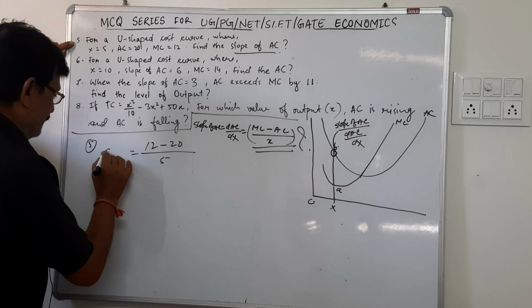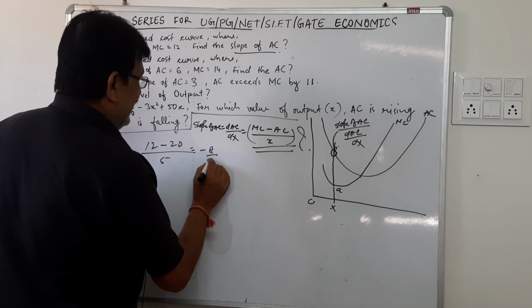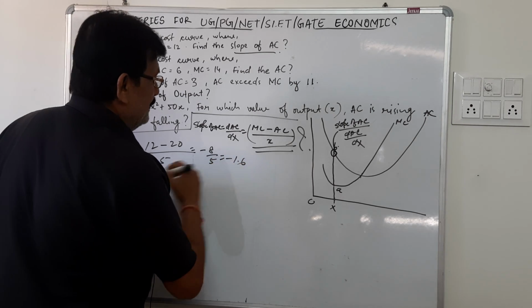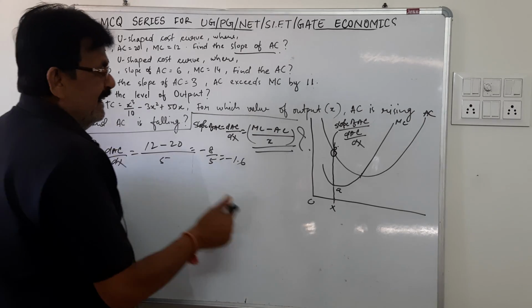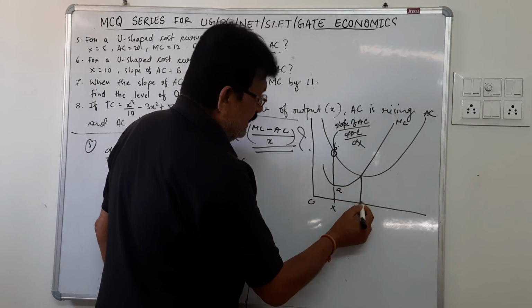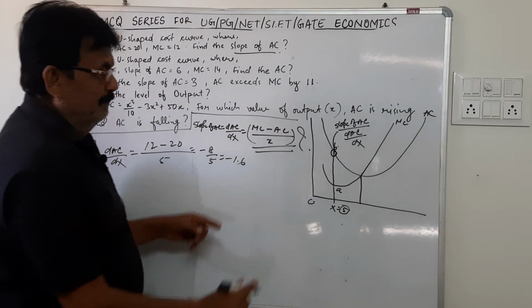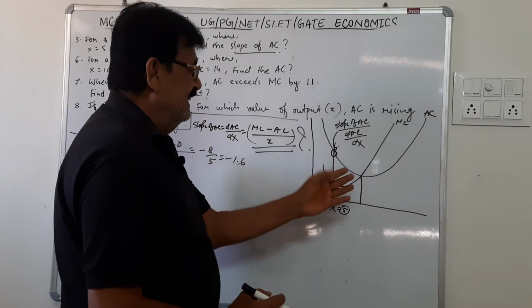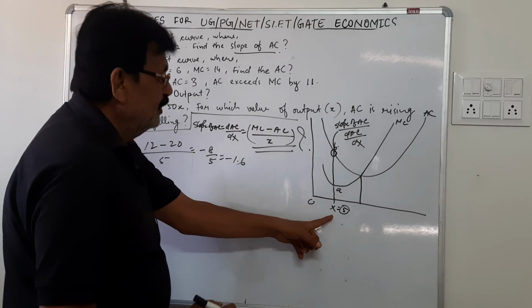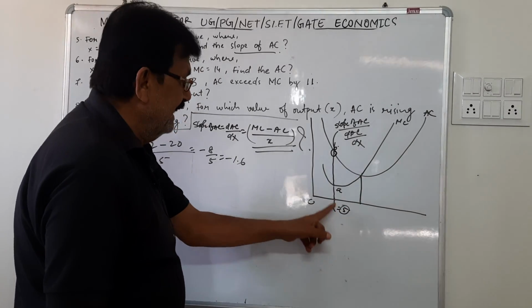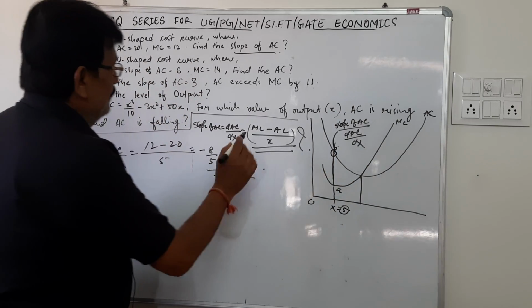Then find the slope of AC. So dAC by dX is minus 8 by 5 minus 1.6. So definitely this output, that is 5, is less than the minimum, so this must be here. That's why the slope has been negative, because to the left of the minima the slope is negative and to the right of the minima the slope is positive. So obviously this says that this output is less than the minimum output, and at this output the slope happens to be negative, and this slope is minus 1.6.